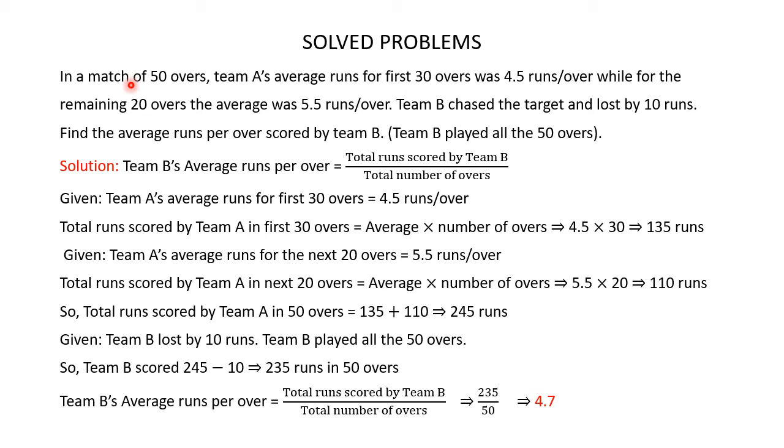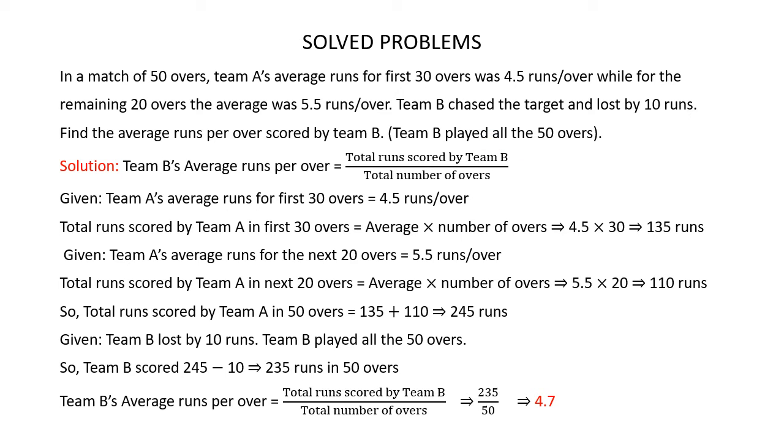In a match of 50 overs, Team A's average runs for the first 30 overs was 4.5 runs per over, while for the remaining 20 overs, the average was 5.5 runs per over. Team B chased the target and lost by 10 runs. Find the average runs per over scored by Team B. Team B played all the 50 overs.